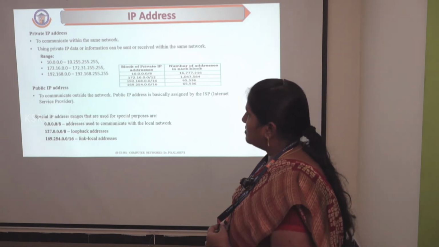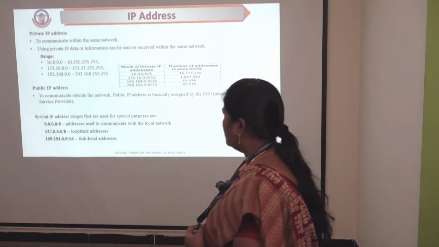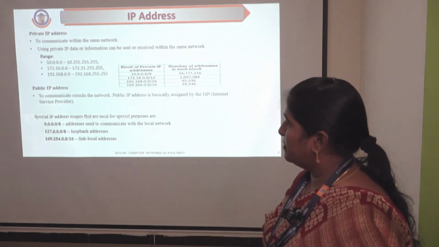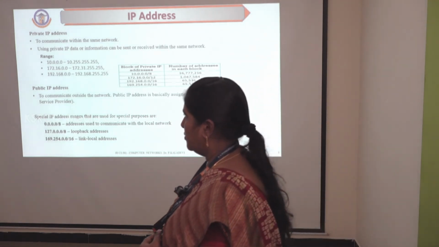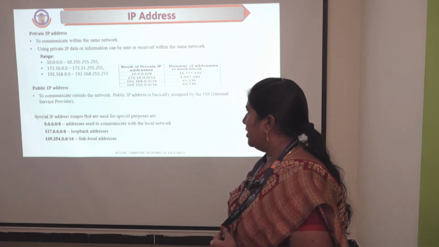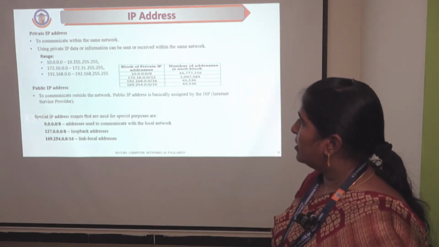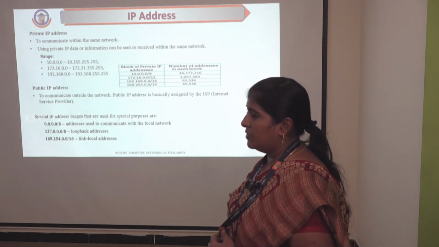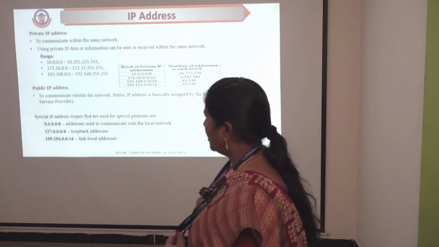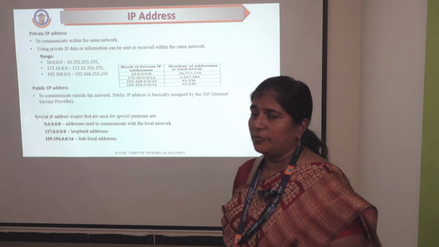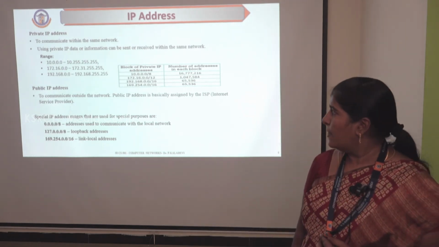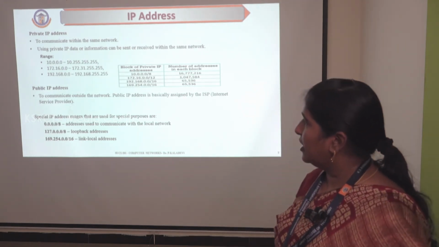Among public IP, there are some special addresses used for special purposes. The special address 0.0.0.0 is used to communicate with the local network, 127.0.0.0 is used as a loopback address, and 169.254.0.0 is used as a link local address.